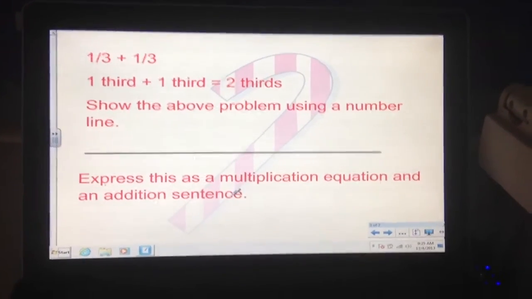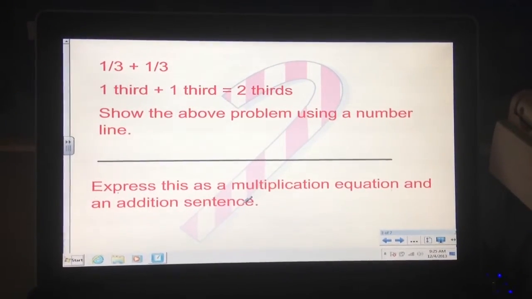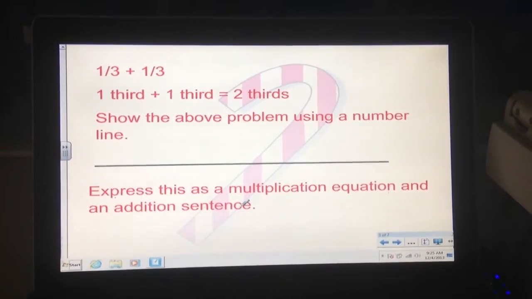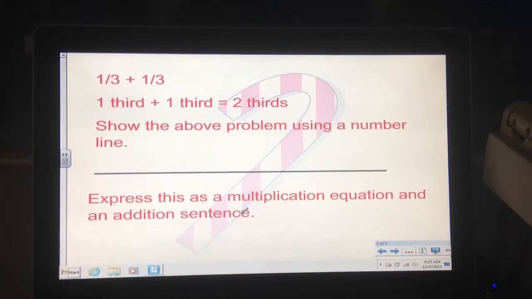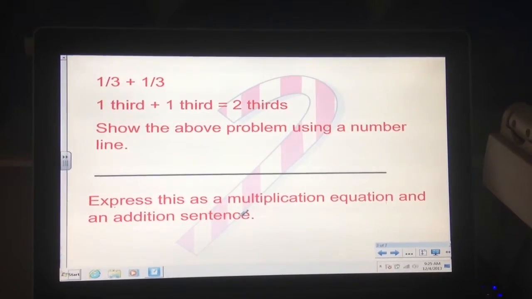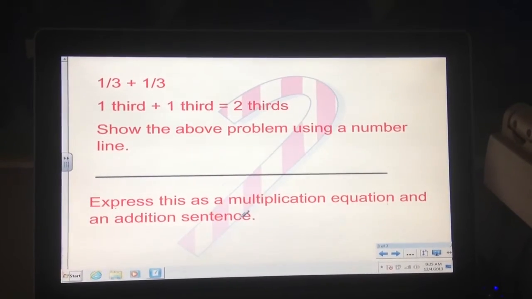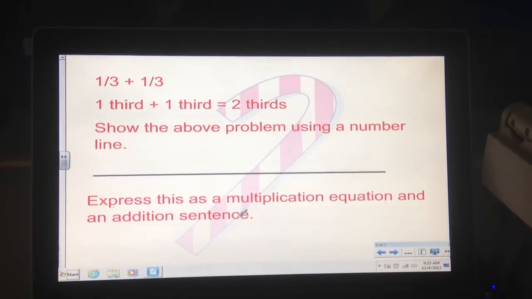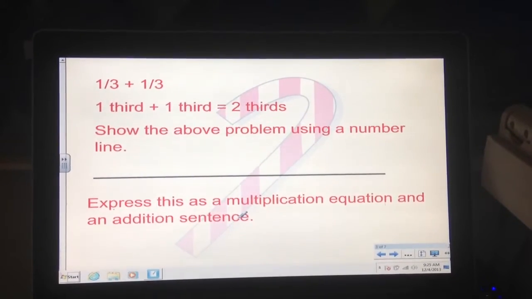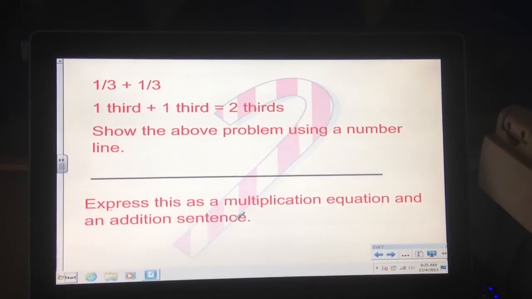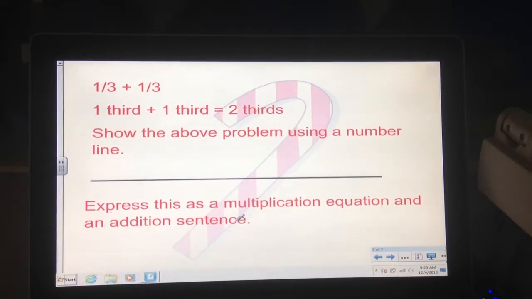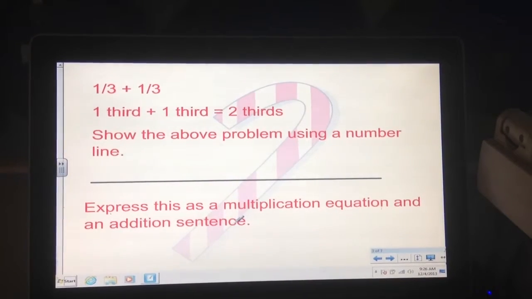Okay, today we're going to look at making equivalent fractions with sums of fractions with like denominators. We're going to look at using a number line to do that and then taking our work and putting it into a multiplication equation and addition sentence. So let's look at the first one. It's 1/3 plus 1/3 and it equals 2/3. We're going to show that on a number line. So I'll show what that would look like.